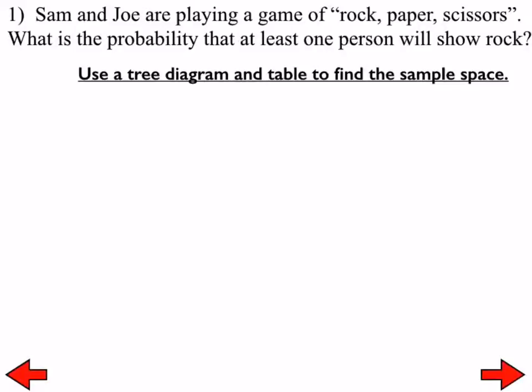Number one, Sam and Joe are playing a game of rock, paper, scissors. What is the probability that at least one person will show rock? Everybody know that game? Rock, paper, scissors?